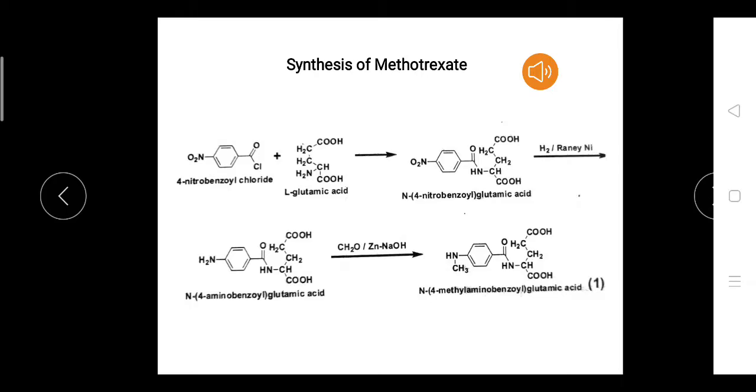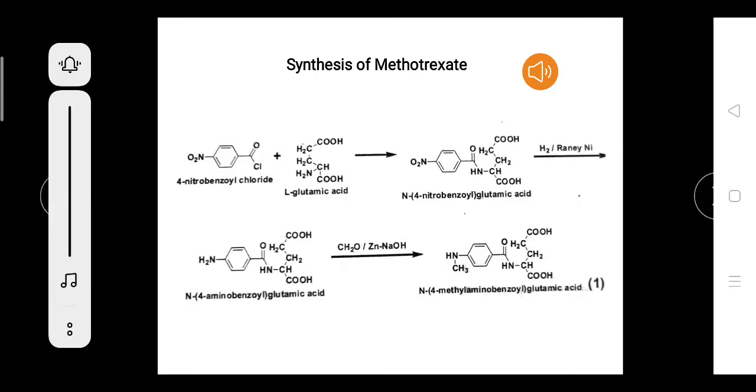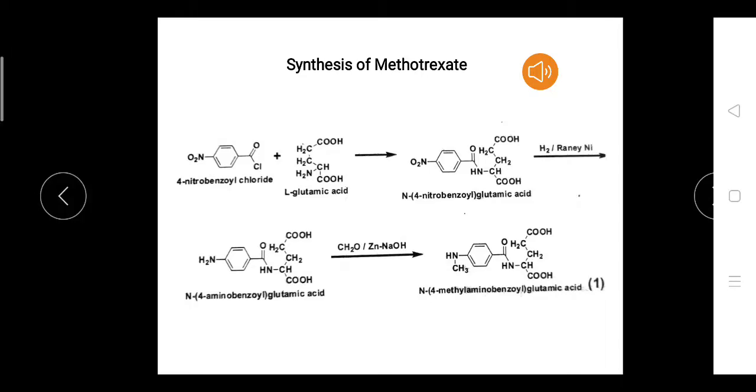Now we see synthesis of methotrexate. This synthesis is divided into two parts. In the first part, N-4-methylaminobenzoyl glutamic acid is synthesized from 4-nitrobenzoyl chloride, which is reacted with L-glutamic acid, forming N-4-nitrobenzoyl glutamic acid. In this reaction, HCl is released.